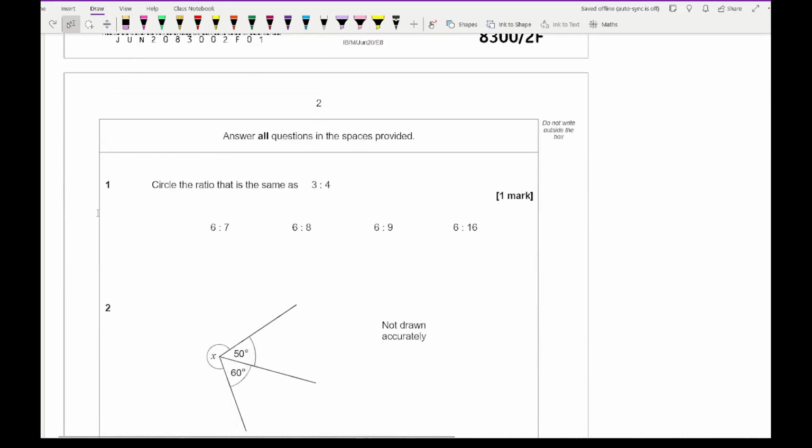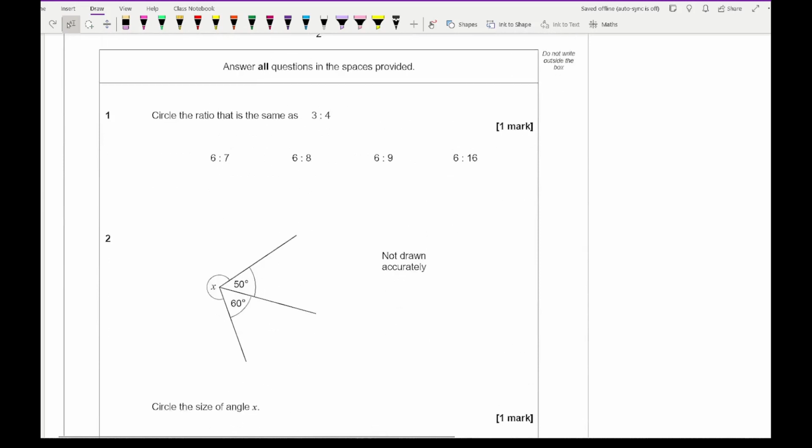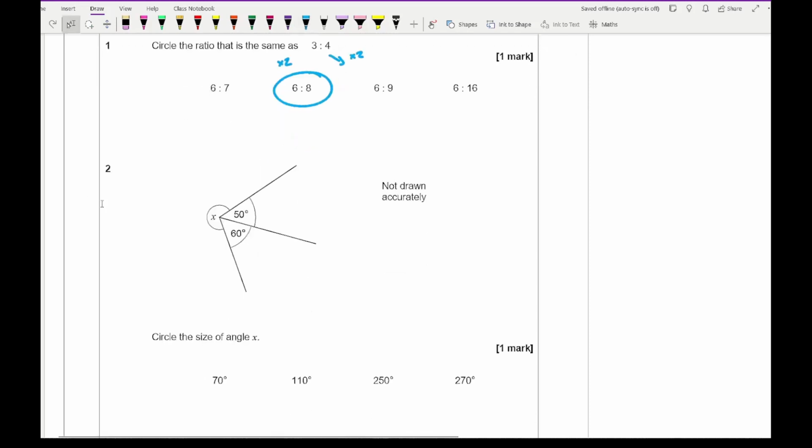So looking at question 1, it says circle the ratio that is the same as 3 to 4. As you can notice, all the ratios start with 6. So what do we need to multiply 3 by to get to 6? Well, we need to multiply it by 2, and 4 times 2 is 8. So the correct ratio is the second option, 6 to 8.